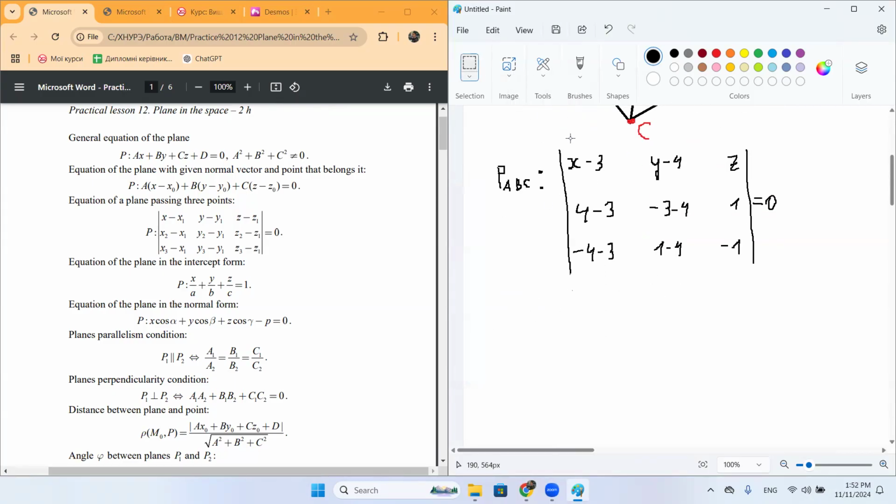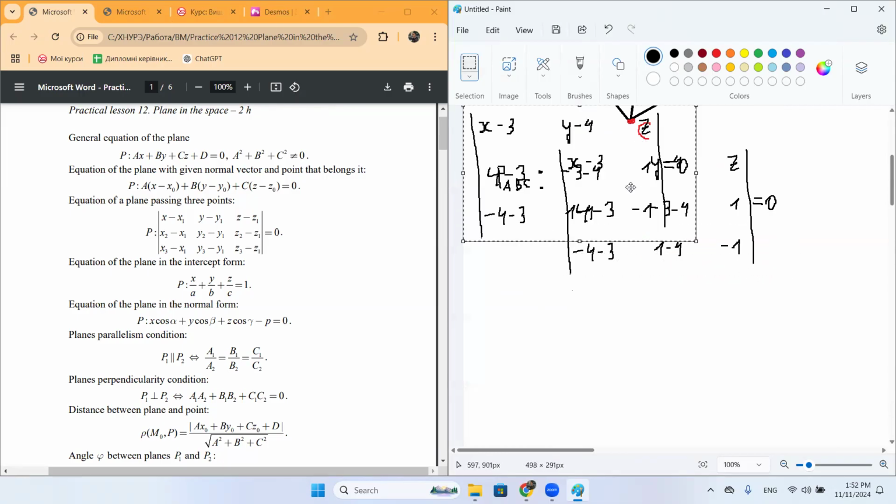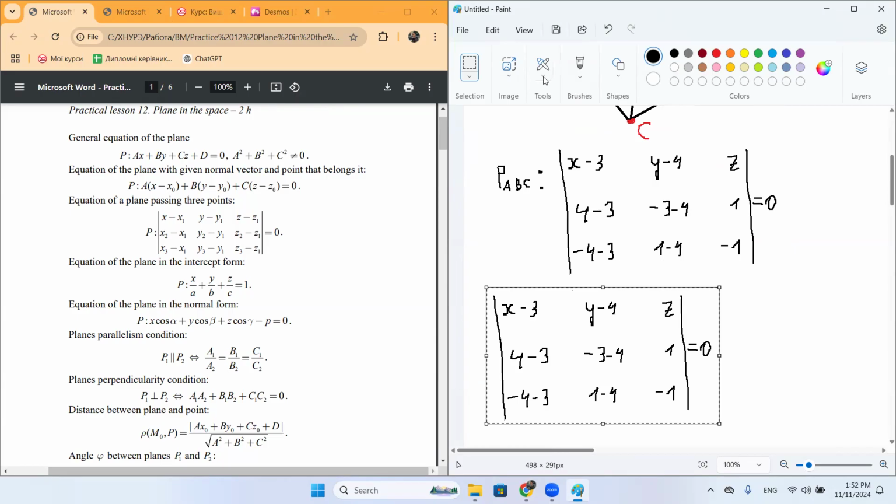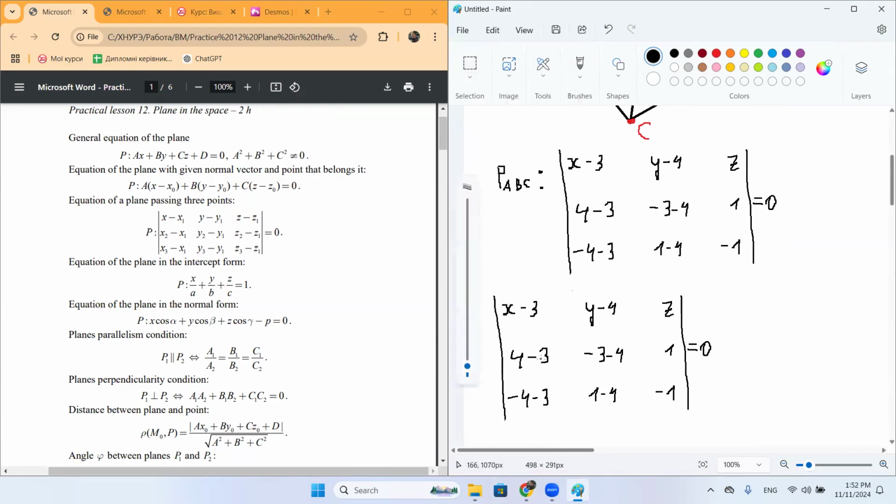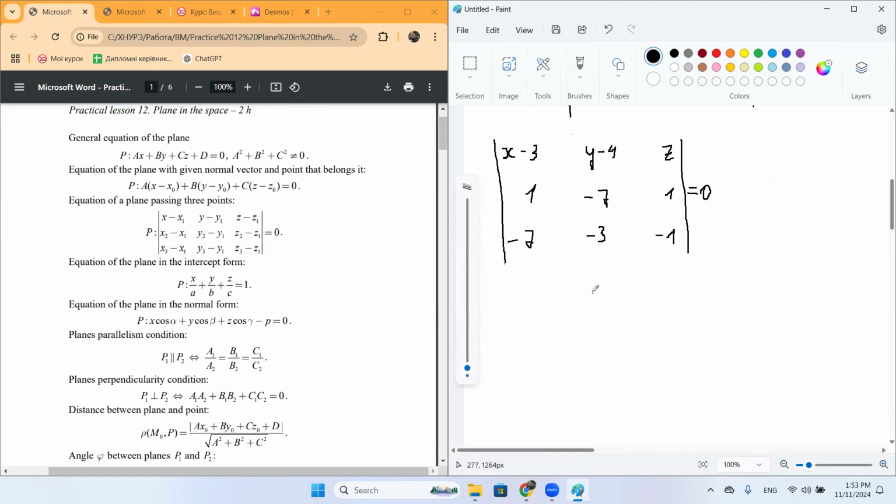Yeah, and first of all, let's simplify it, of course. So 1, minus 7, minus 7 as well. Minus 3. And now let's calculate the determinant.